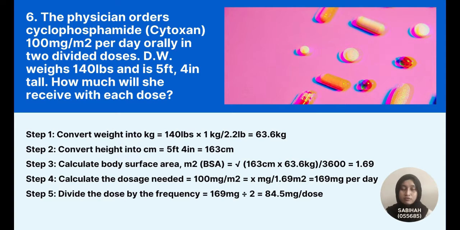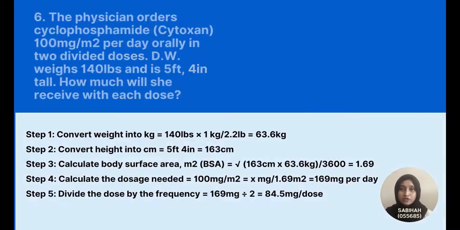So step 1 is to convert the weight into kilograms. Next, the height must be converted into centimeters. Then, using a formula, we can calculate the body surface area. Next, we can multiply the body surface area with 100 mg per meter squared. The final step is to divide the dose by the frequency of 2. So, DW will need 84.5 mg for each dose.